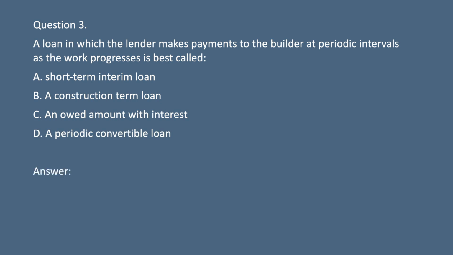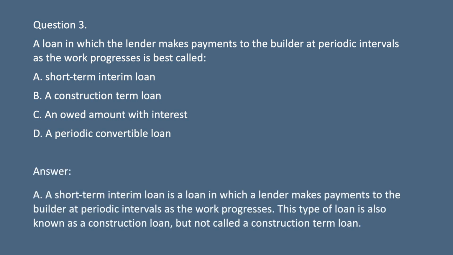Answer: A. A short-term interim loan is a loan in which a lender makes payments to the builder at periodic intervals as the work progresses. This type of loan is also known as a construction loan, but not called a construction term loan.